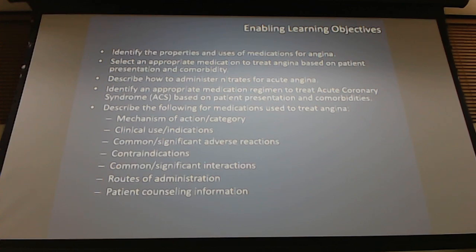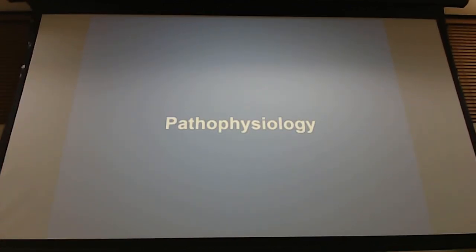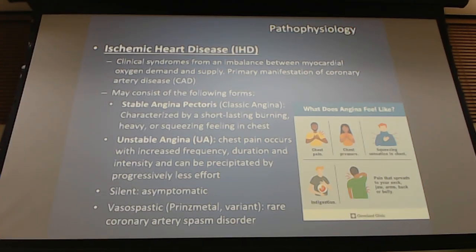Here are your ELOs listed here. Pathophys, y'all are kind of getting a lot of that. We already went over a lot of that, but this is more so definitions and terminology. So when we're talking about ischemic heart disease, this is essentially looking at that imbalance that we were talking about between the supply and the demand. So what my myocardium is saying that it needs for oxygen versus my ability to supply it.